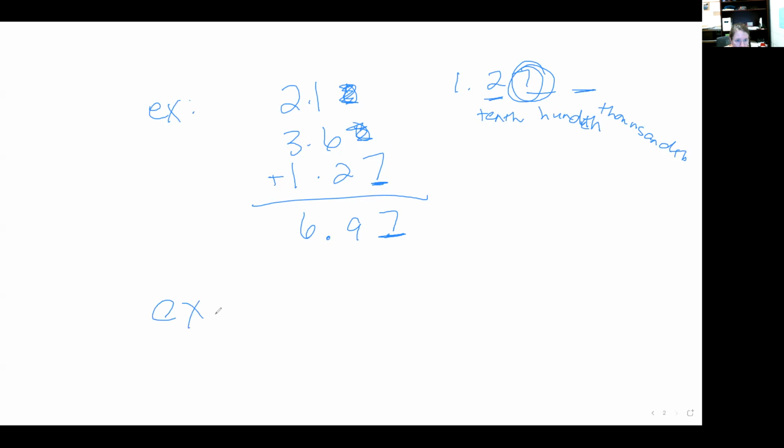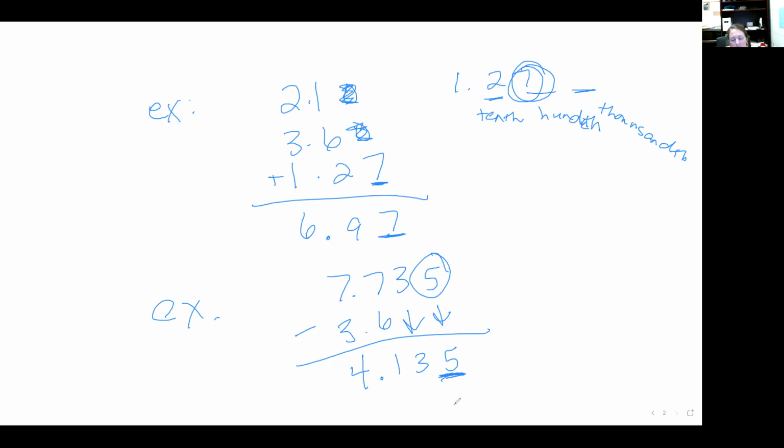Another example, let's say we're subtracting and we have 7.735 and we're taking away 3.6. So what is the rightmost significant digit? Well, this is the rightmost significant digit, and this is in the tenths, hundredths, thousandths spot. So when you're rounding, you should have it to the thousandths spot. So if I'm subtracting this, we get a 5, a 3, a 1, a 4. When we're rounding, we would round it to this spot, so this one we just leave like this.